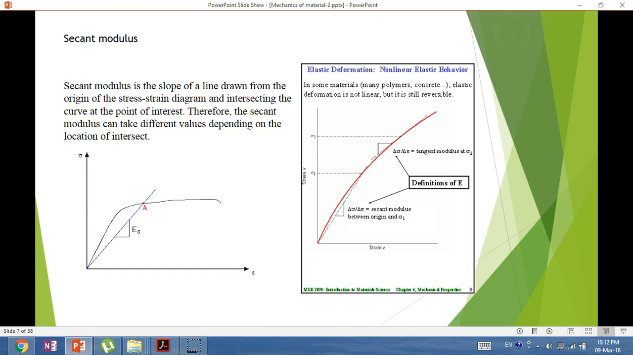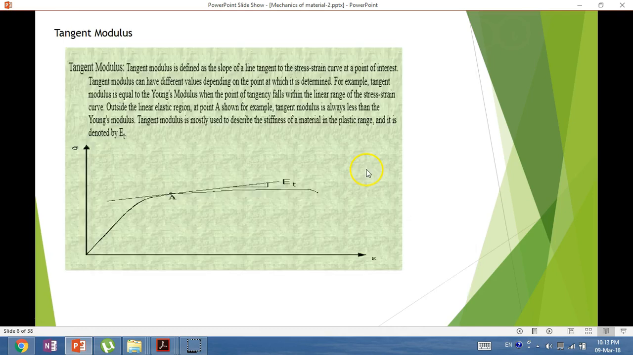where E is equal to the stress over strain, and also they are taking what is called tangent modulus. They are taking a tangent in this area. Here is a definition of the tangent modulus. Tangent modulus is defined as the slope of the line tangent to the stress-strain curve at a point of interest. Suppose this is point A, this is a point of interest. If I take a tangent here, then I will get what is called tangent modulus.